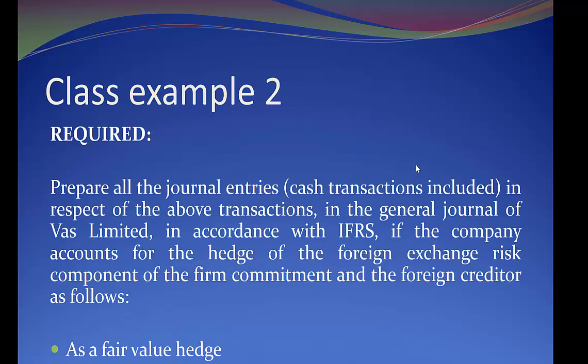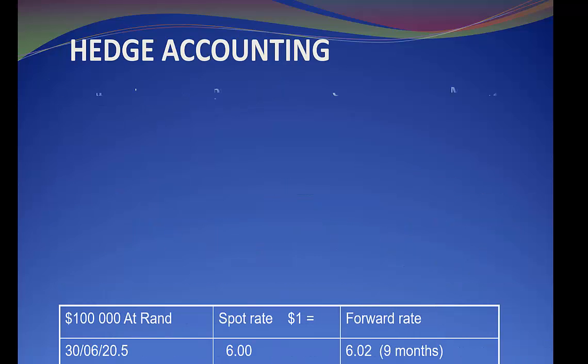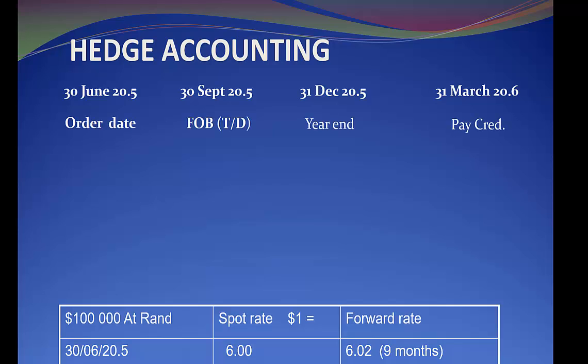There's the question, and we're going to treat it first as a cash flow hedge. So let's look at the timeline. On 30 June, that was your order date. And then on 30 September, that is your free on board date, and then year end 31 December 20.5, and then the creditor must be paid by 31 March 20.6.